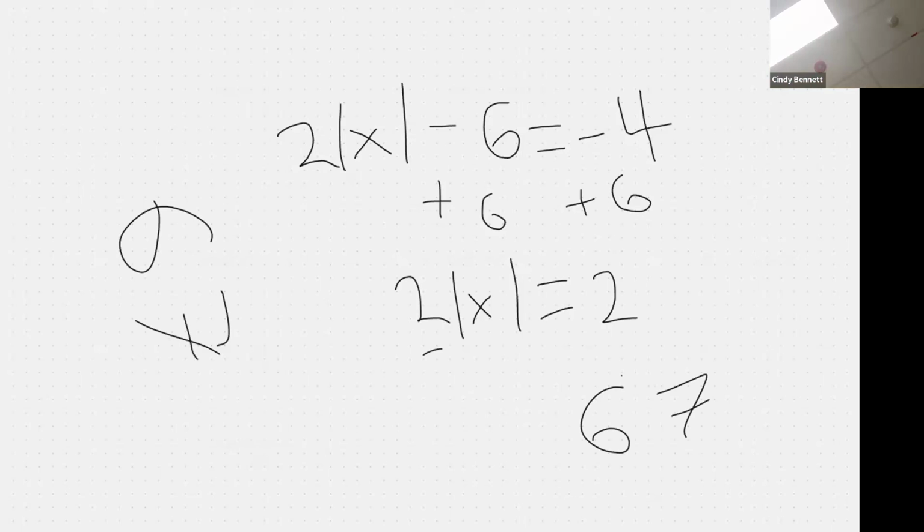Okay, so then you divide by 2. Then absolute value of x equals 1. So x is positive 1 and x is negative 1.